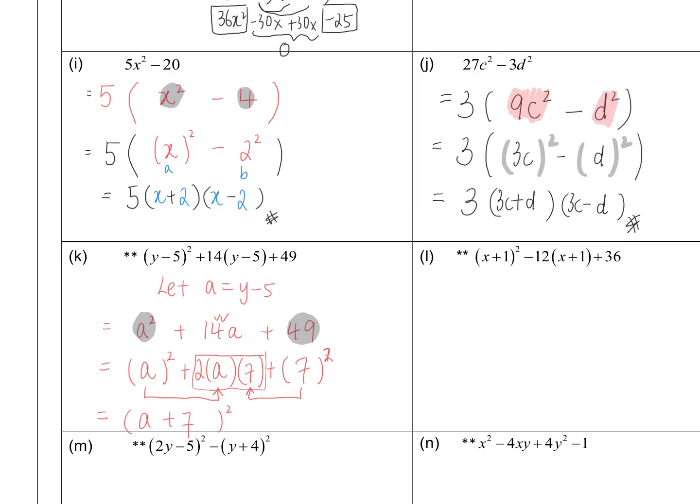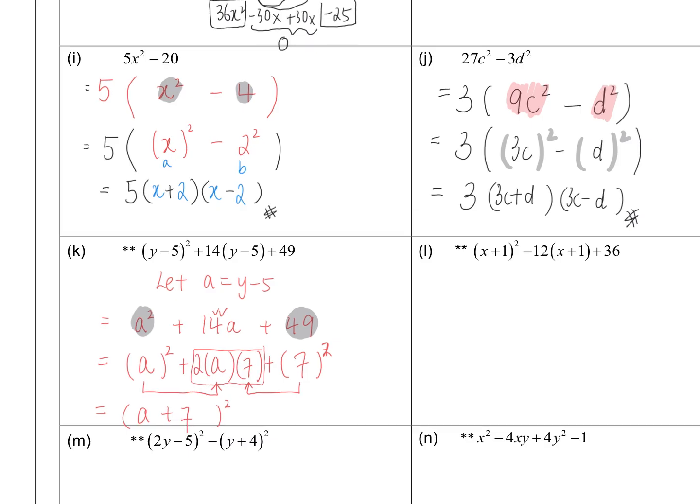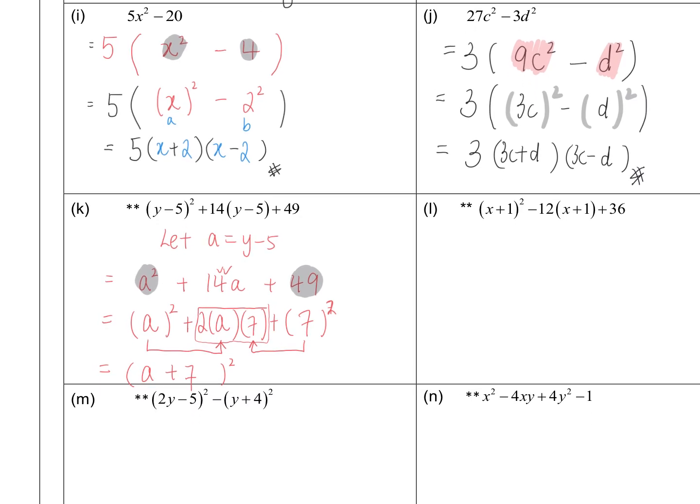But don't forget that you have replaced A with y minus 5. So towards the end, you need to put it back in. So put the y minus 5 back in. Put this part back in and then you simplify. So your answer should be y plus 2 squared. Then it is much, much simpler.